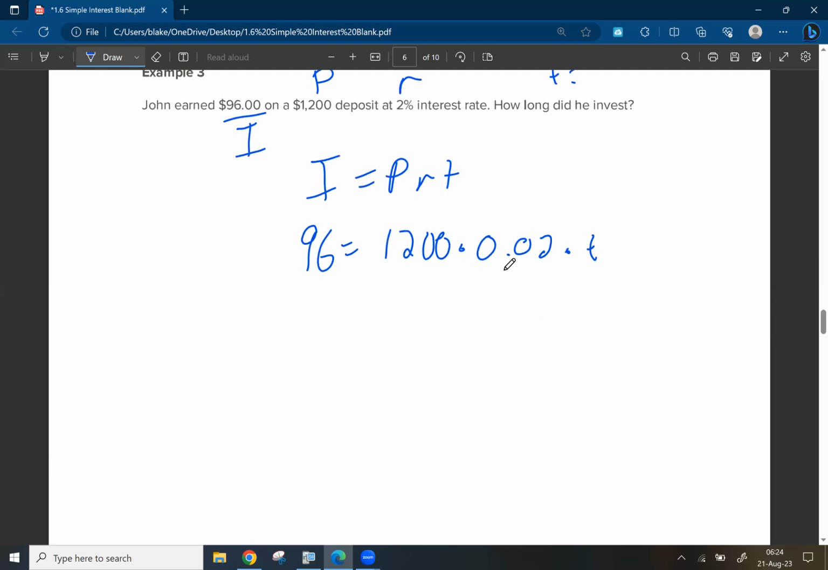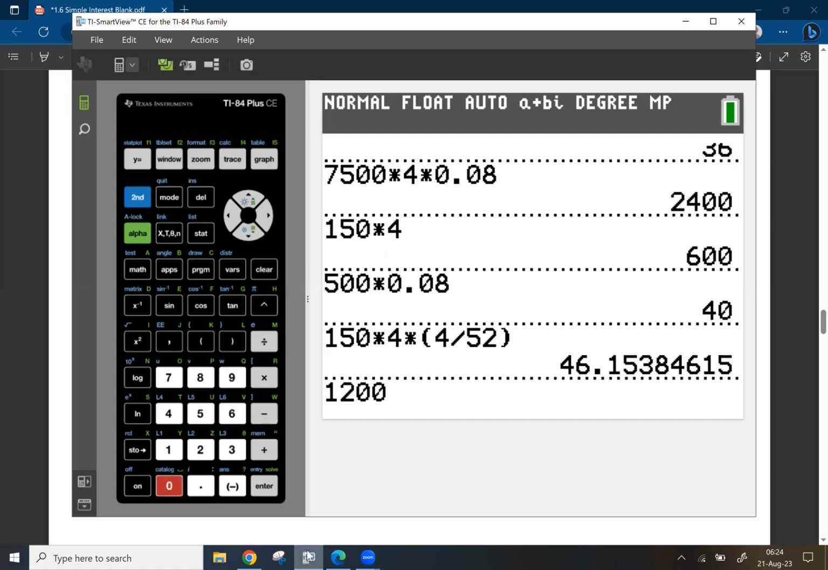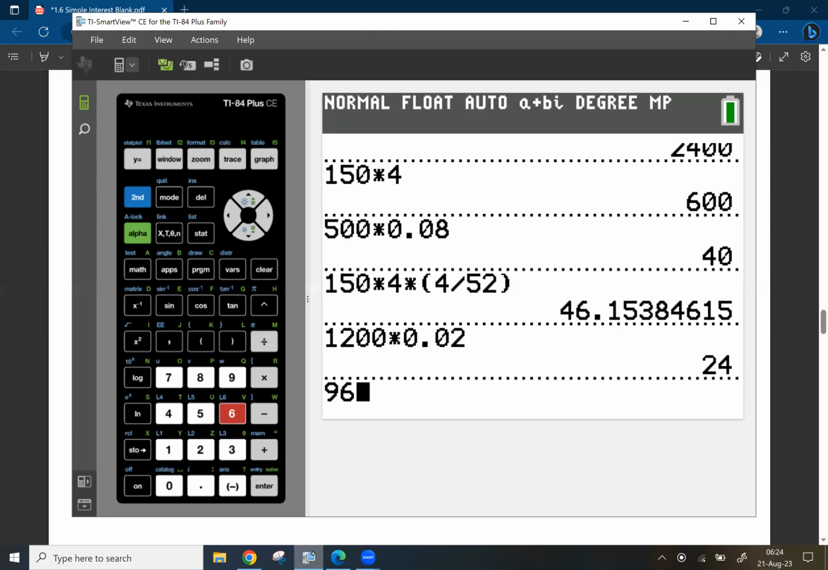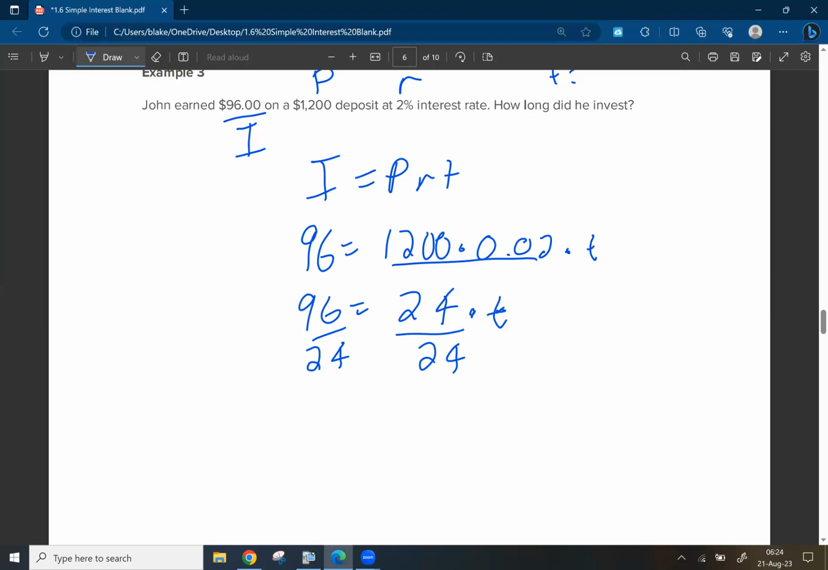So again, there's really just 2 steps when we do it this way, if you haven't figured that out yet. We're going to multiply these 2 numbers, 1,200 times 0.02. It was the same when we did a similar question last time. So that's 24. So 96 equals 24 times T. And then the second step is divide by this number because it's being multiplied to T. So you multiply these, and then you divide on both sides by that amount. So 96 divided by 24, I'm pretty sure that's 4, but we'll type it in anyway. Yep, 4. So 4 equals T.